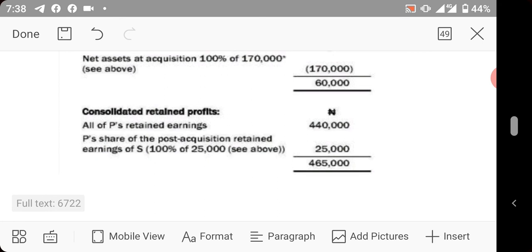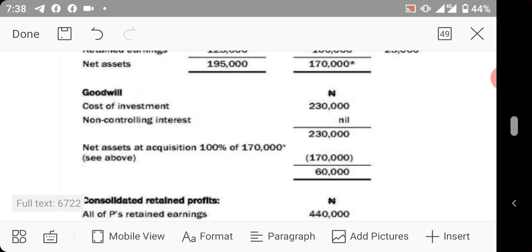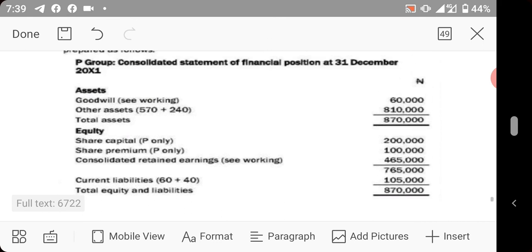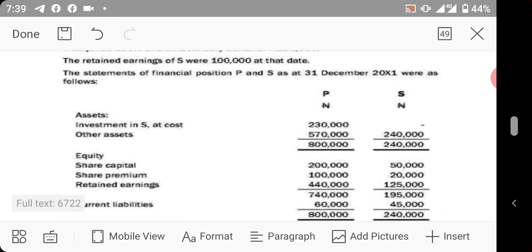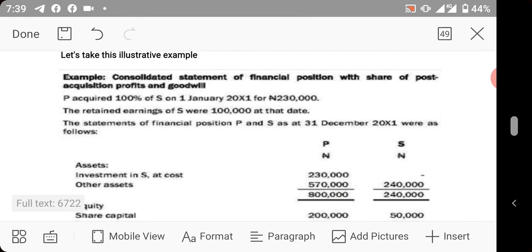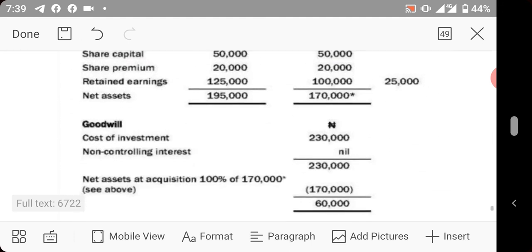Now, we'll come and do working number 2. Sorry, we'll calculate our goodwill. The first thing that will come in is consideration transferred. Consideration transferred is the cost of investment of P in S, and it was given to us. You go and look for it. Investment in S at cost 230,000. Look at it also: P acquired 100% of S on 1st January 20X1 for 230,000. That is the cost of investment. So you bring it in immediately.